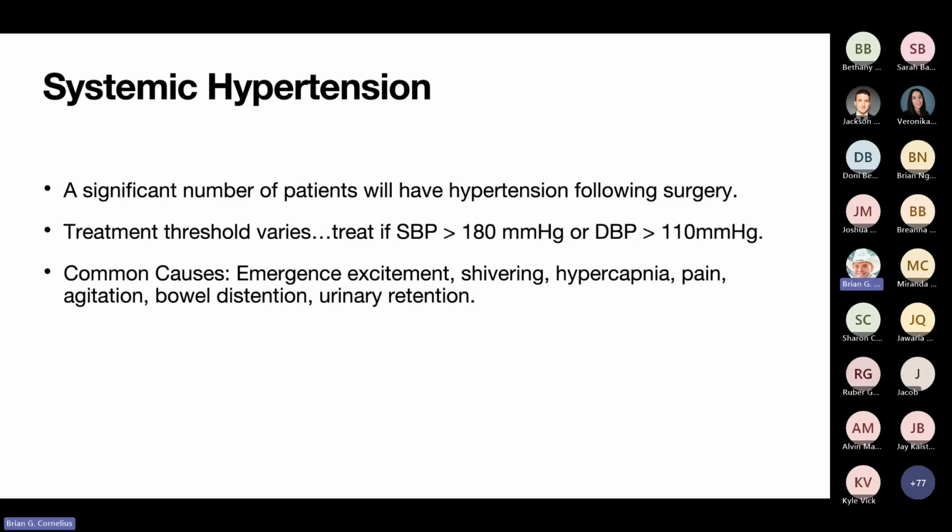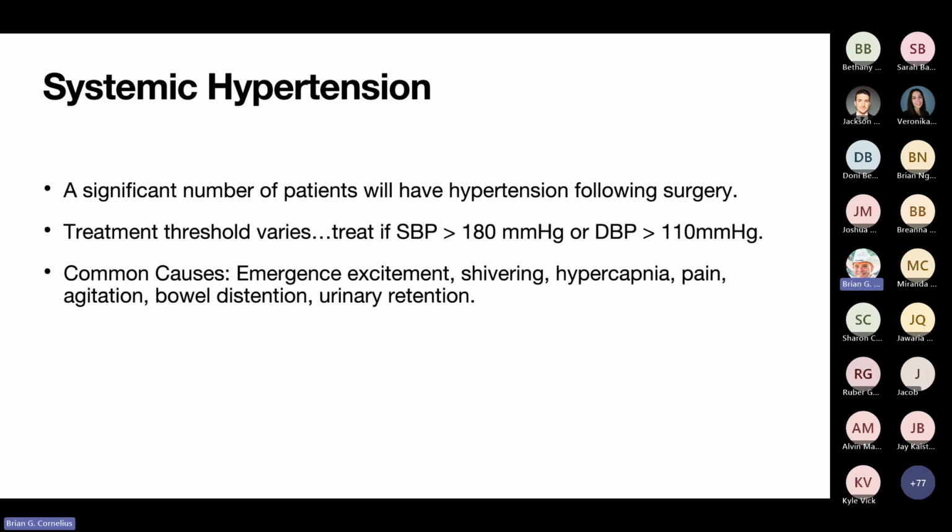So we talked about systemic hypertension. You will see this after surgery. The treatment threshold really varies depending on the patient, but the standard ones you'll see are a systolic blood pressure of 160, some places 180, or a diastolic blood pressure of 110 or 100.